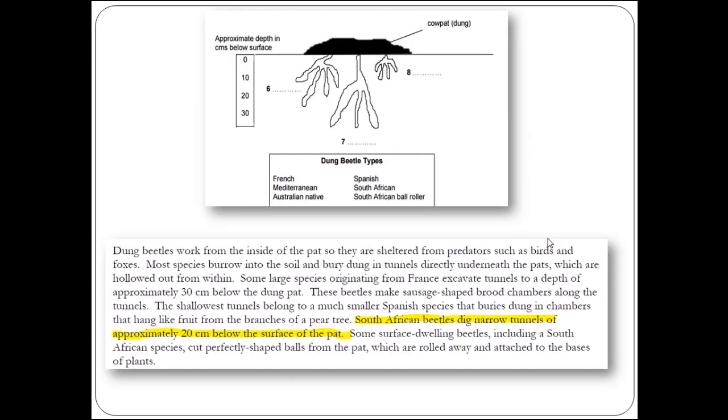Here's the same example, but with the paragraph. The highlighted South African beetles dig narrow tunnels of approximately 20 centimeters below the surface of the pad. The pad just means the animal remains. And if you look in a diagram, it's easy for you to identify which one is a South African.